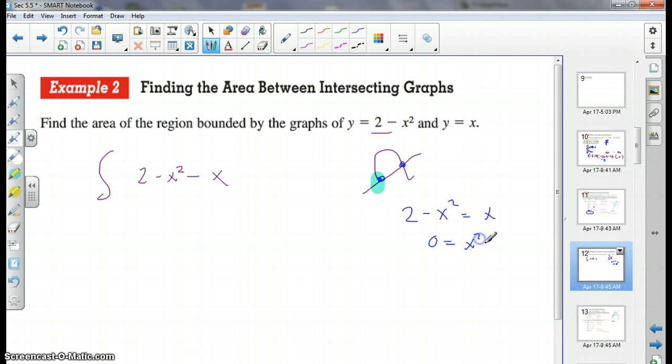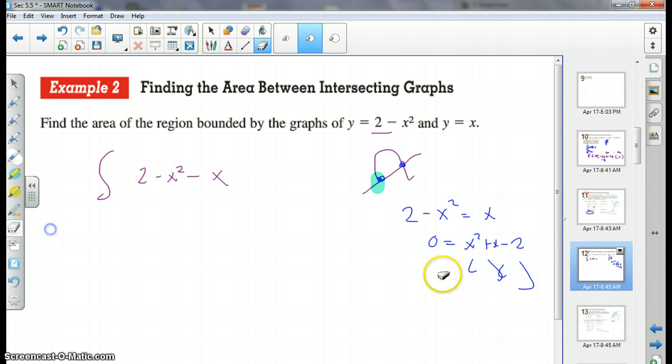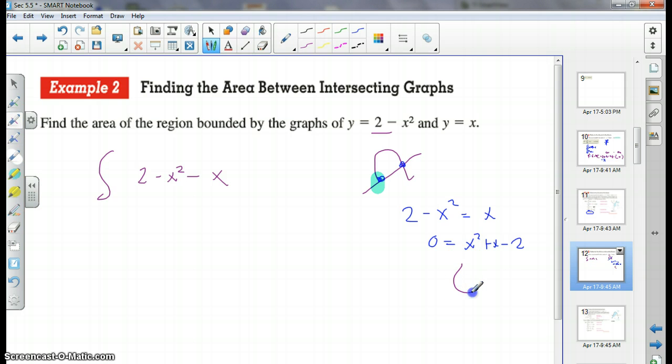If I add x squared to both sides and subtract off 2, looks like I can factor this thing. Let's try to write a little bit neater in here so you can see what's going on. So this becomes (x + 2)(x - 1). So it looks like the points of intersection might be at x equals -2 and x equals 1.